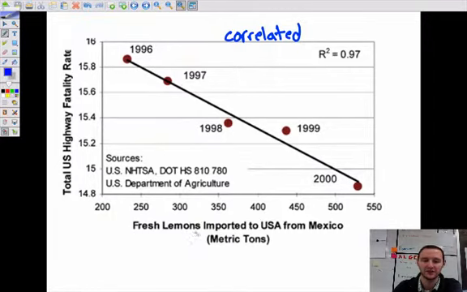Okay? So you kind of have to take it out of math for a second. You can look at the math to see that there is a correlation here. And we know this is a negative correlation, and it might even be a pretty strong correlation for whatever reason. But if you think about the two variables, the imported lemons does not cause more deaths or fewer deaths. So this is not a causation.